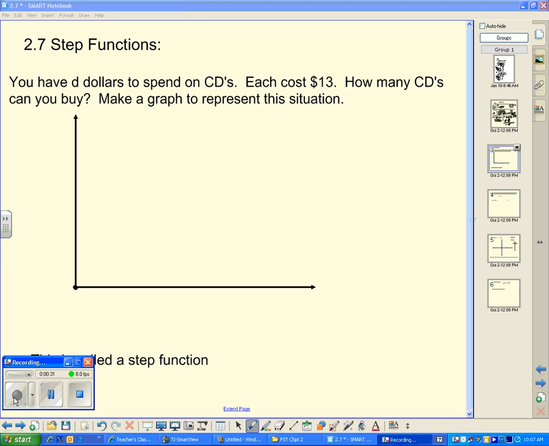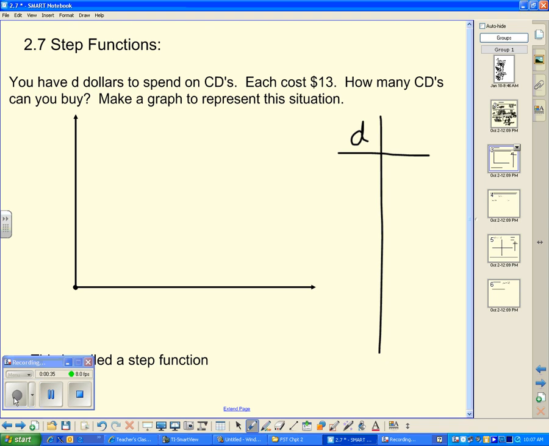Okay, before we do the graph, let's make a table. Let's say that we're going to put our D over here, and then the number of CDs I'm going to put as C for my Y coordinate. So let's just throw some numbers in here. I'm going to put in 0 and 10 and 20, all the way up to, let's do $70. You guys figure out how many CDs you could buy if you had those different amounts in dollars.